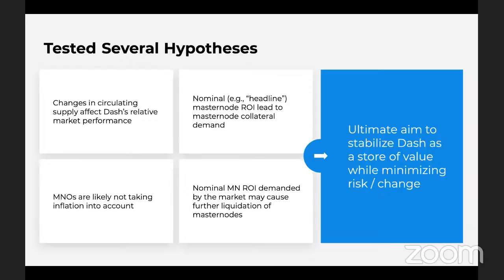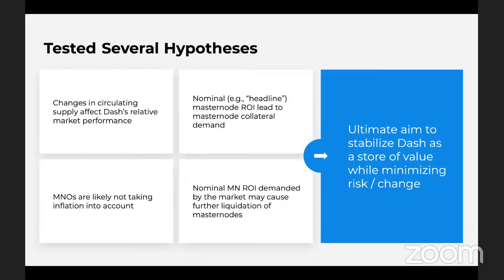We also wanted to determine whether the nominal masternode return on investment leads to masternode collateral demand. This is the number most people are familiar with when they ask what is the return of operating a masternode. Well, a masternode pays 60 Dash a year. It costs 1,000 Dash to start one. The masternode ROI is 6%. That's typically the number that people focus on when communicating the value of operating a masternode.